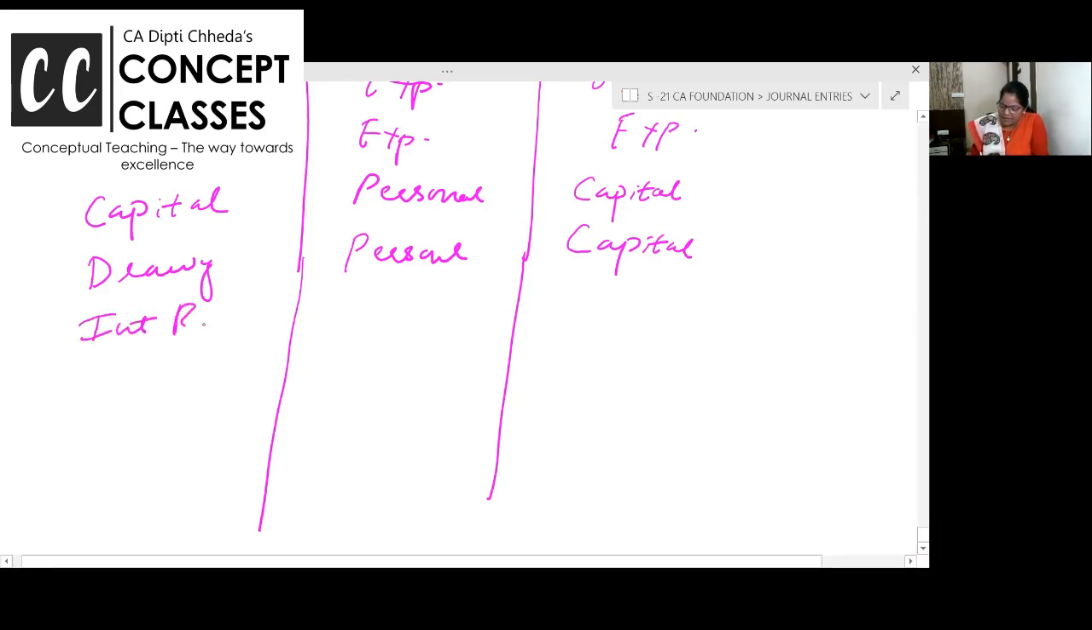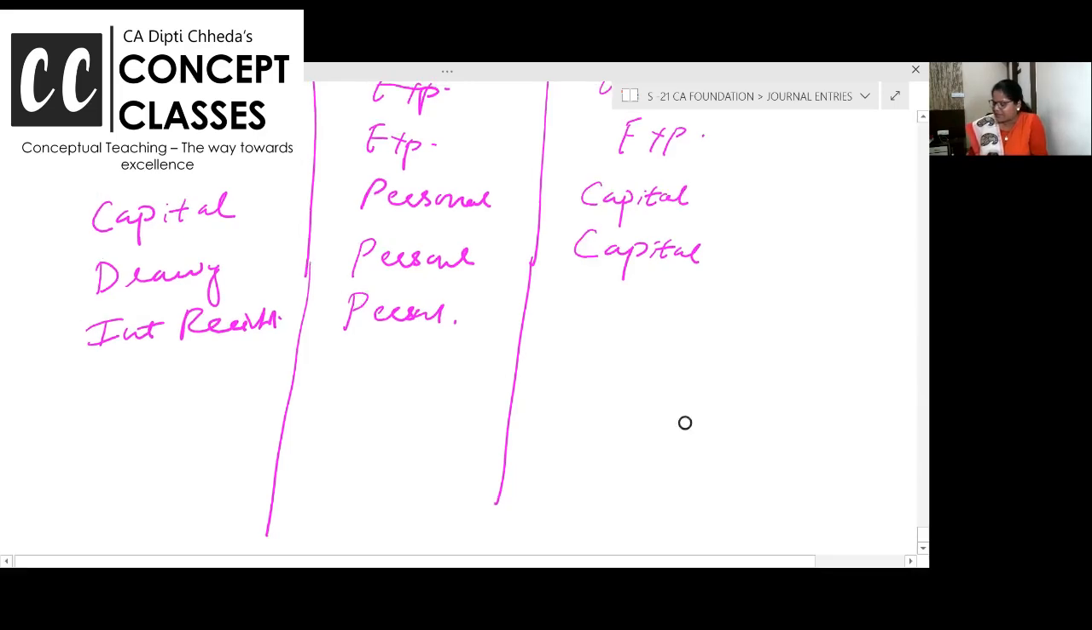Interest receivable. Interest receivable is personal. Just as outstanding expense is a liability, interest receivable is actually an asset. It's a current asset.